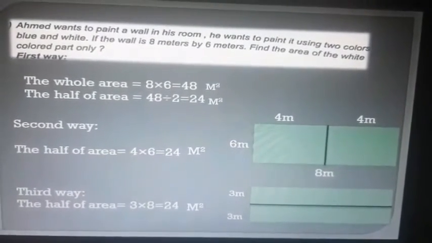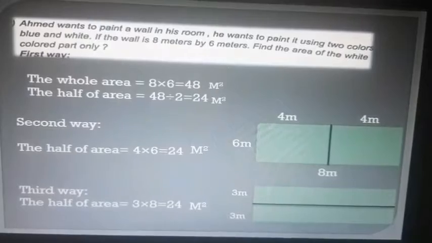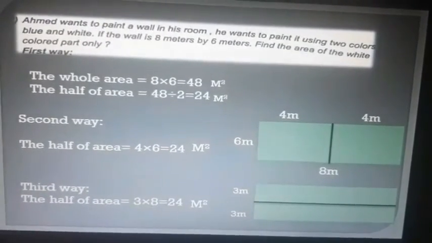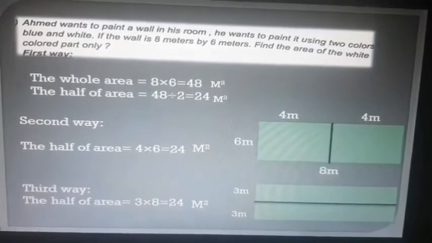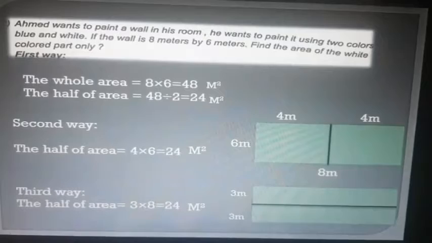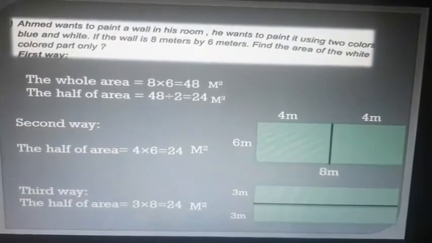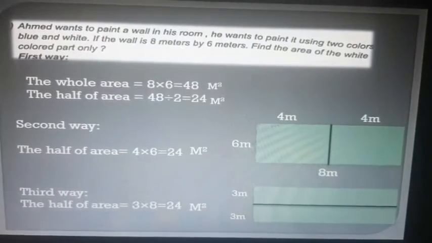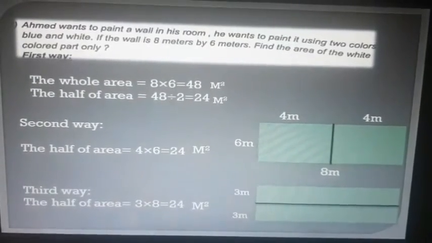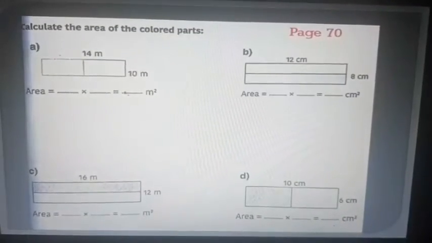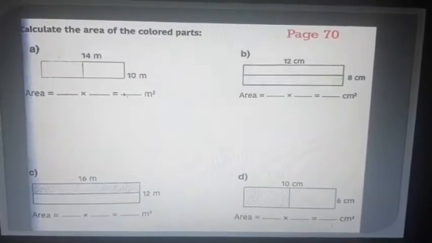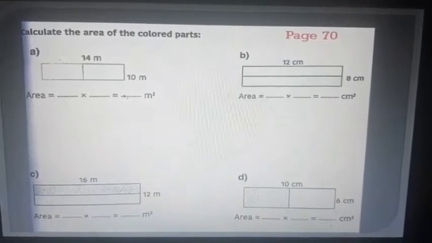I have 3 ways to get the half of the area. Choose the easiest for you and solve the problem, okay? Don't forget, do it in your booklet, okay? Next, in page 70, calculate the area of the colored parts.